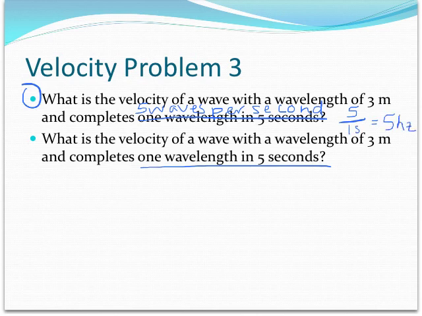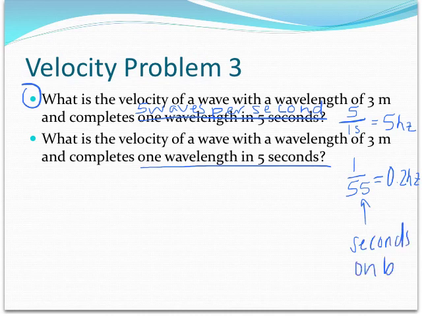Okay? This problem is saying 1 wavelength in 5 seconds. So that's going to be 1 over 5 seconds, which is equal to 0.2 hertz. All right. Remember, whenever you're trying to find frequency, you take the number of waves and divide it by the time it took. So just be careful with those sorts of things, because you should always end up with the seconds on the bottom if you are solving for frequency.